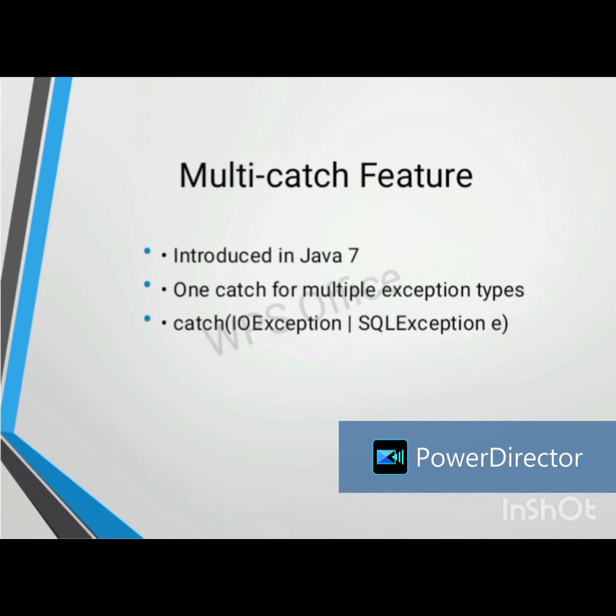Multicatch feature. In Java 7, a very useful feature was introduced to simplify exception handling: the multicatch block. This allows us to catch multiple types of exceptions using a single catch block. It helps eliminate redundant code and improves readability when the handling logic for different exceptions is the same. The syntax uses a pipe symbol to separate exception types. The variable e in this example is implicitly final, which means you cannot assign a new exception object to it inside the catch block. That's to ensure type safety and predictability.